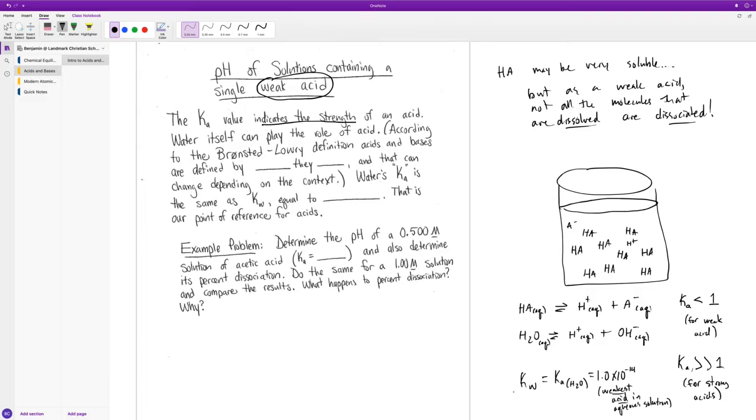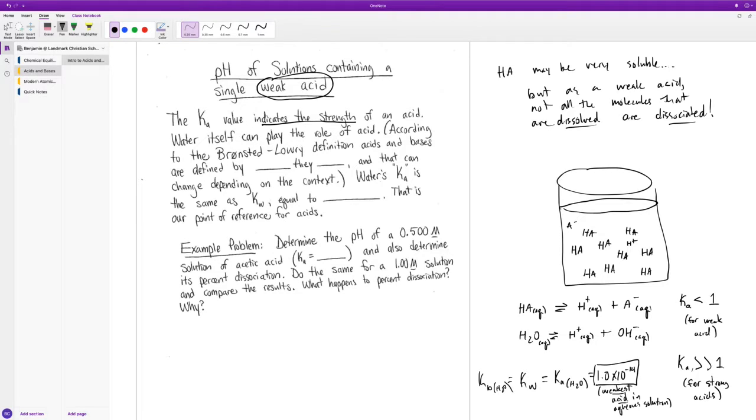And later on, we're going to talk about Kb values. Because water is also dissociating to act like a base, the Kb of water is Kw. Anyway, but back to Ka, the strength of an acid. In general, acids have a larger Ka than this, even the weak ones. Water itself can play the role of an acid.